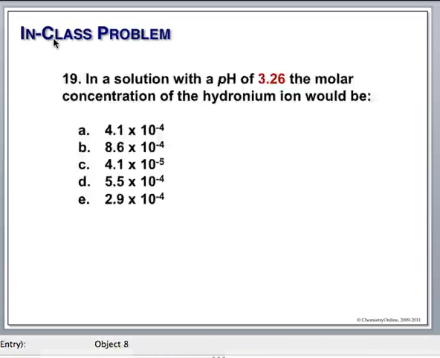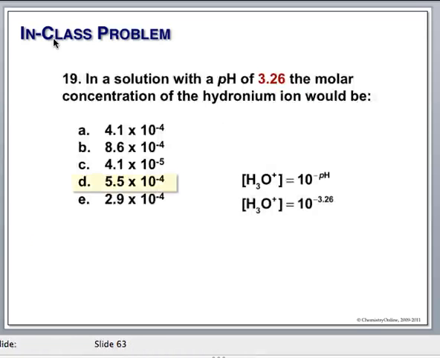If the pH is 3.26, what's hydronium? Look at your magic card, 10 to the minus pH, right? Type in pH, change the sign, hit 10 to the X. 5.5 times 10 to the minus 4.